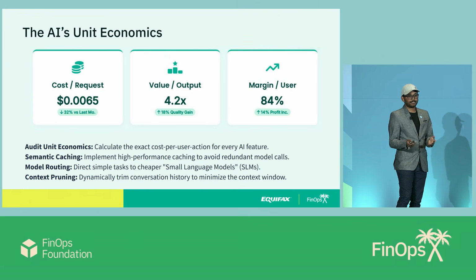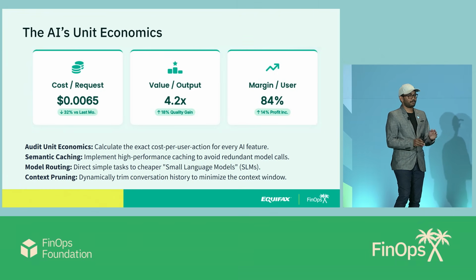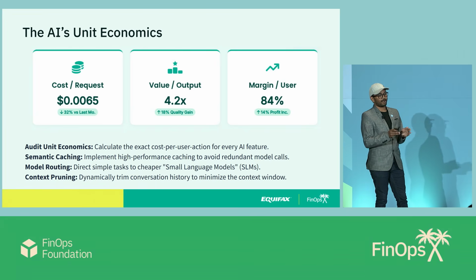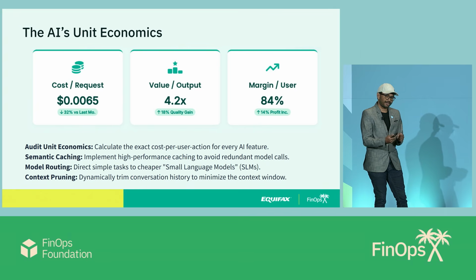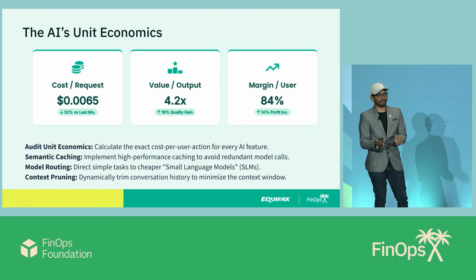And unit economics is also about the value and the value per output. That's the main core hot topic that you might have been hearing a lot at this FinOps conference. It's all about how much cost per request, and also the value per each output.